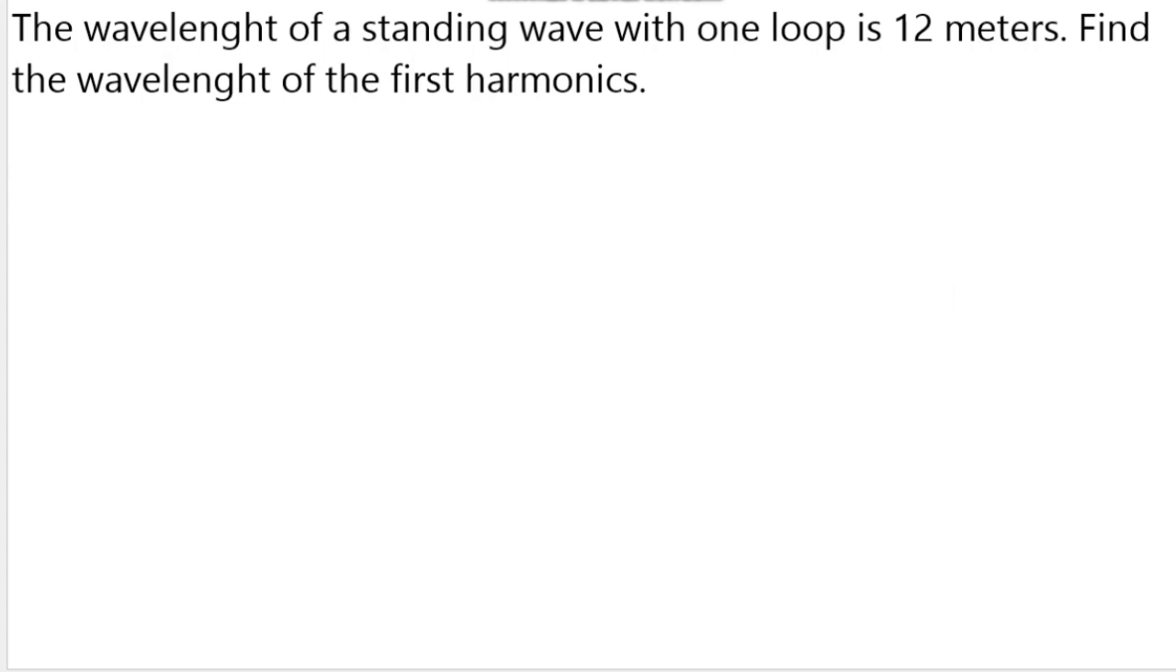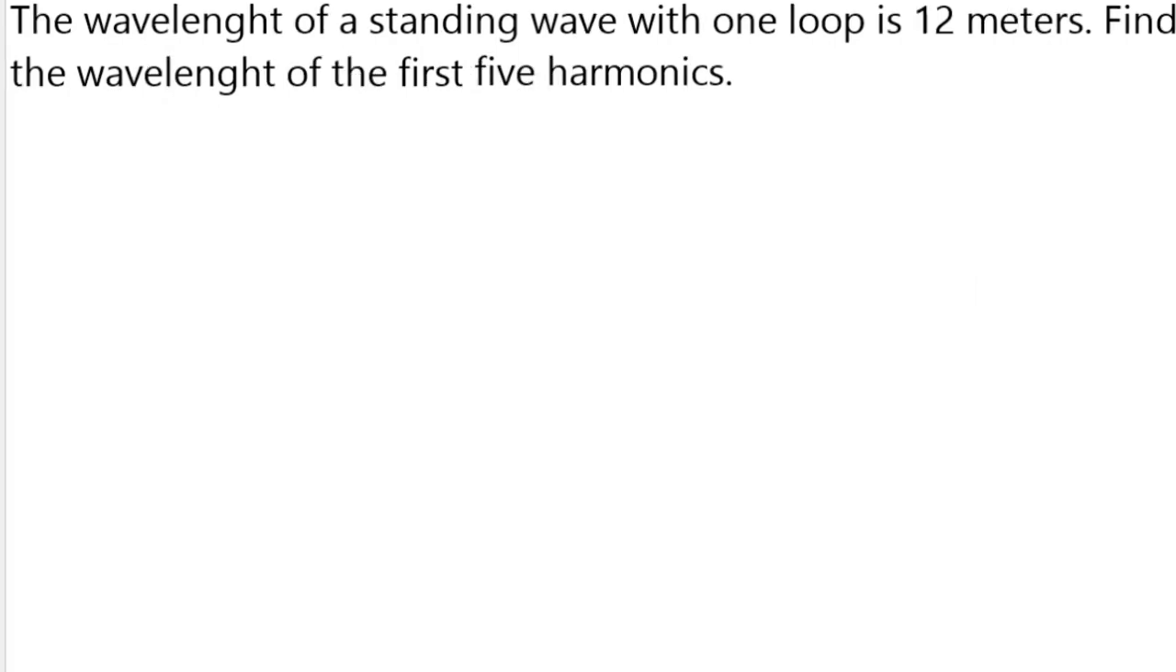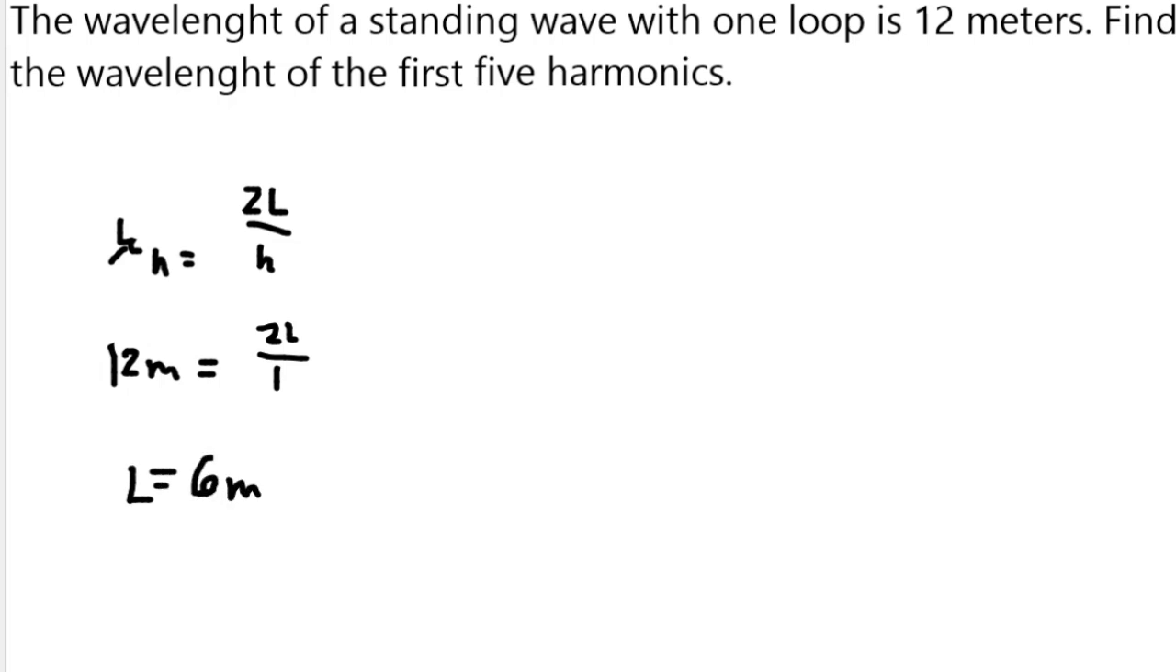The wavelength of a standing wave with one loop is 12 meters. Find the wavelength of the first five harmonics. Okay, my laptop just glitched. So the wavelength of the standing wave is 12 meters. And let's first calculate the length of the string. So that's going to be 6 meters, because we have one loop, it's going to be 12 meters. So the length of the string is 6 meters.